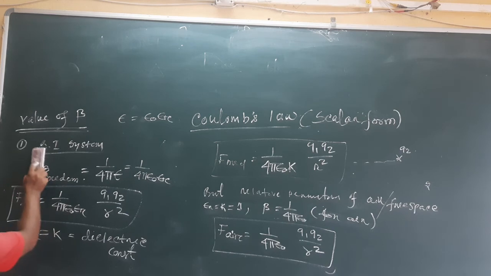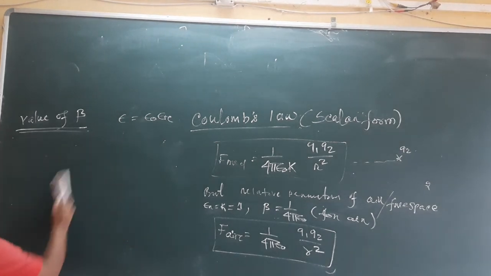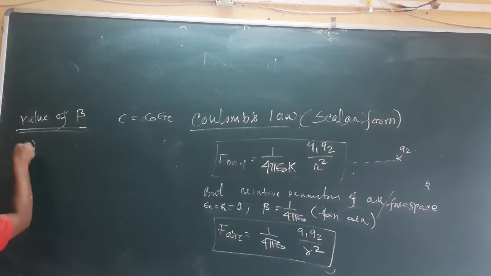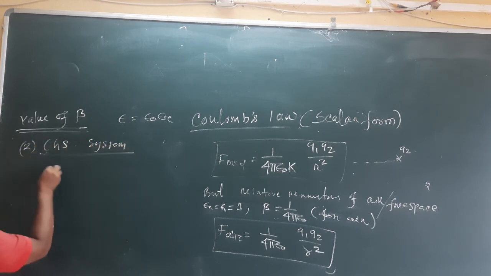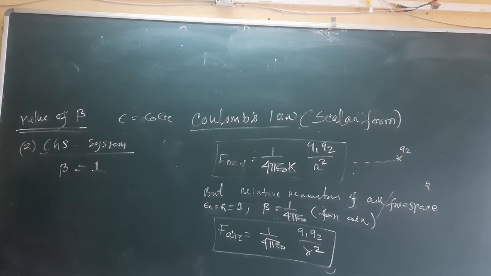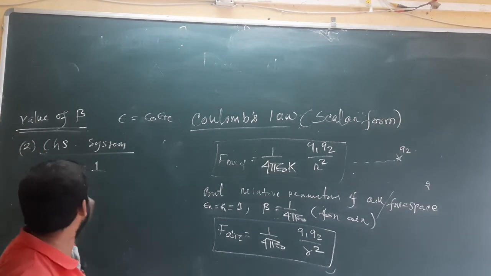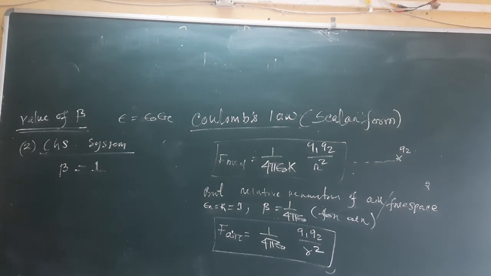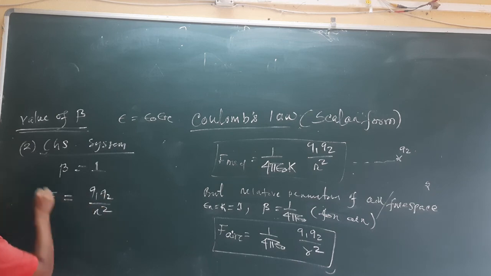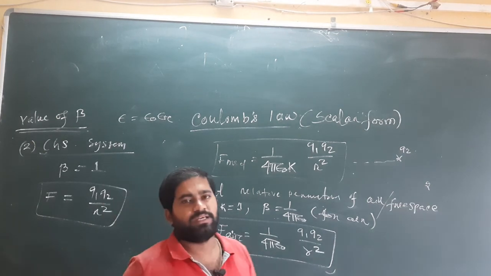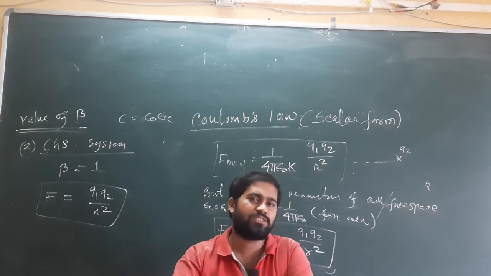The second aspect is the CGS system. Generally in the CGS system the value of beta is taken as 1. When you substitute all the magnitude values of the charges, the value of beta will be 1. So if beta equals 1, force equals q1 q2 divided by r square. That will be the force between the two charges when they are placed in the CGS system.